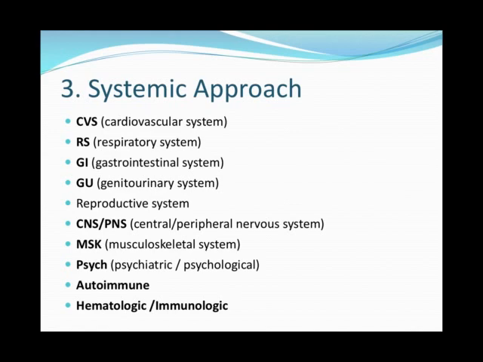GI, could it be Crohn's disease? Could it be ulcerative colitis? GU, could it be an infection? Could it be overactive bladder? Reproductive system, is there something wrong with the semen or the sperm or the eggs? Just go through each different area, each different system, and say what problems in this area could be causing the patient's symptoms.